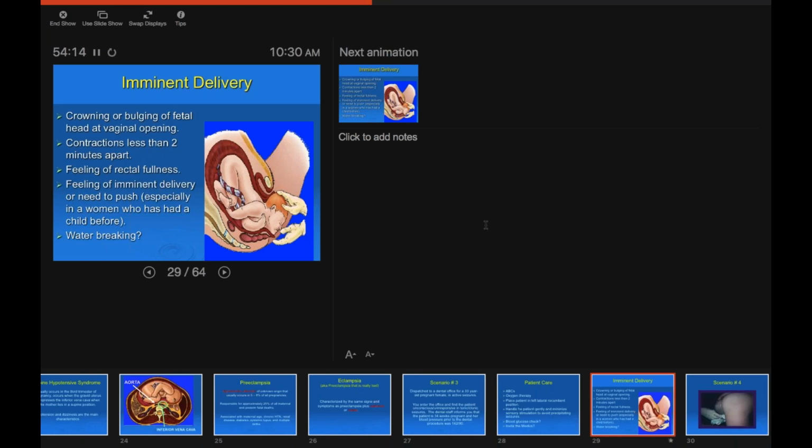Let's talk about imminent delivery. So crowning or bulging of the fetal head at the vaginal opening. This is our imminent delivery. I'm going to make the delivery now.